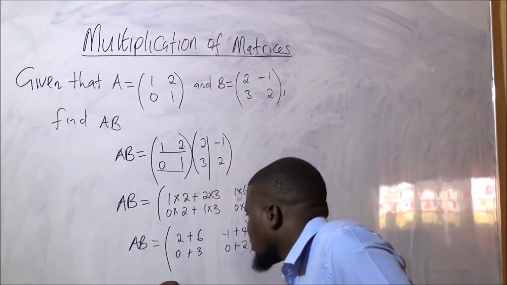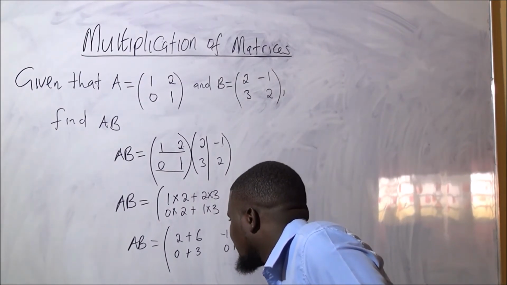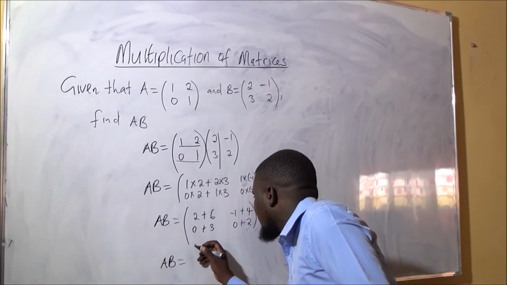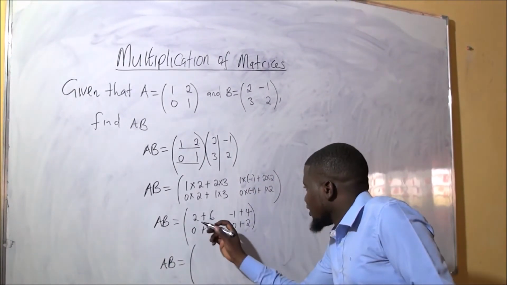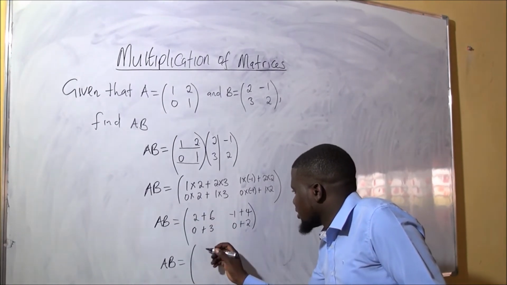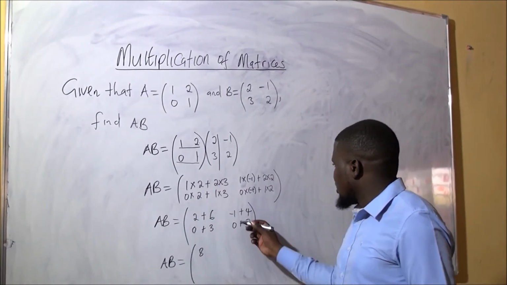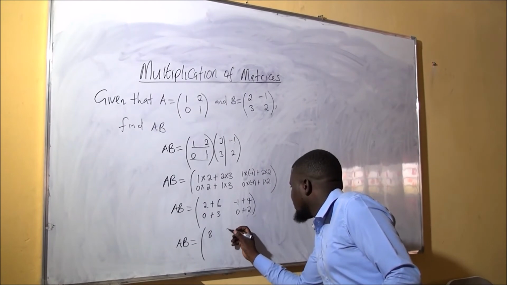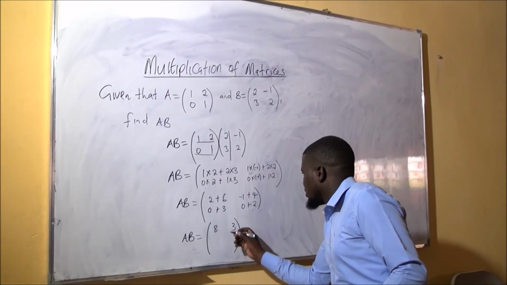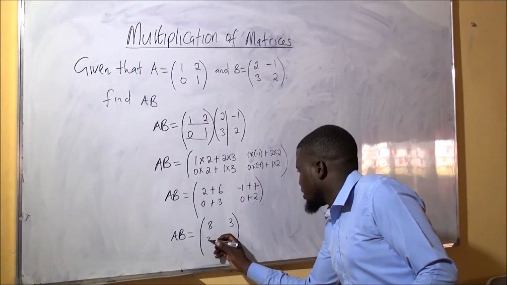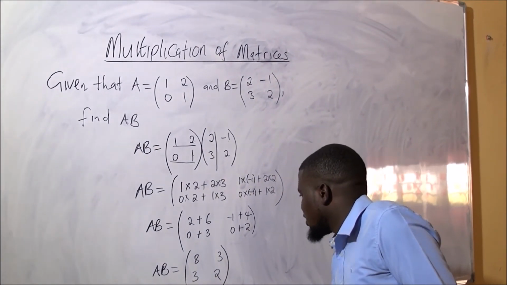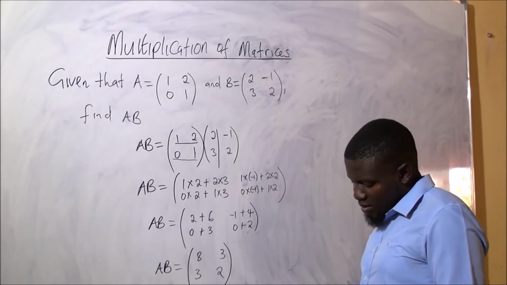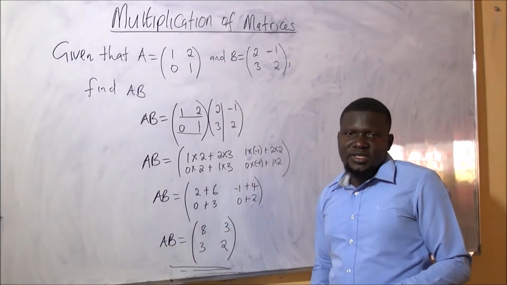So lastly, as we add them together, our final answer will be the addition of what is inside now. We'll say 2 plus 6, which is going to be 8 here. This one is going to be positive 3. This plus this one is going to be 3. This plus this one is going to be 2. So this is the value of AB. This is how we multiply matrices.